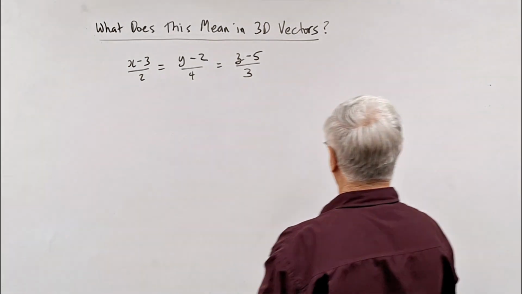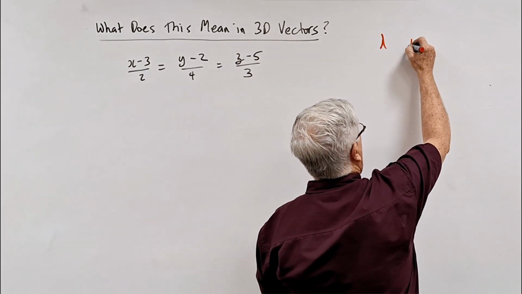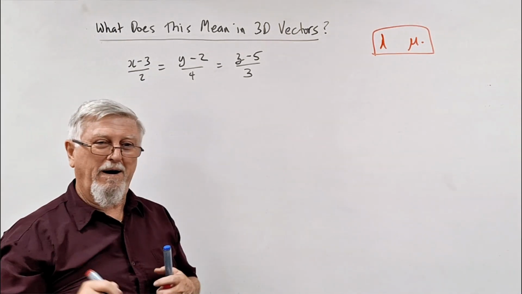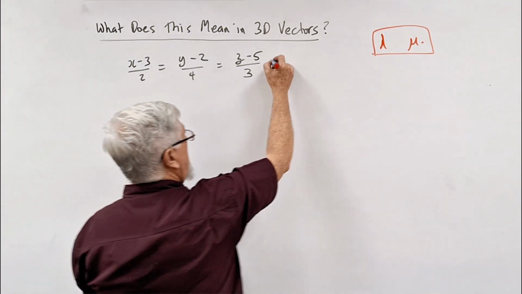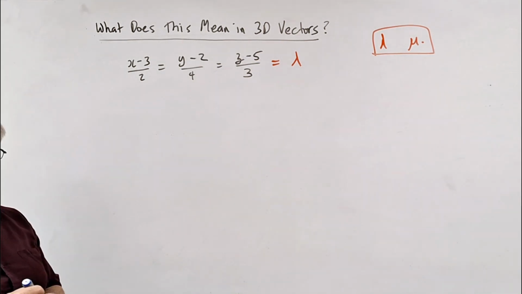Let's have a look at it. When we're talking about vectors, we often talk about lambda and mu, commonly used variables when we talk about vectors. So let's have a look at what's happening here. If they're all equal, I can make them equal to lambda. Let's forget about mu at the moment, we don't need it. Just make them equal to lambda.